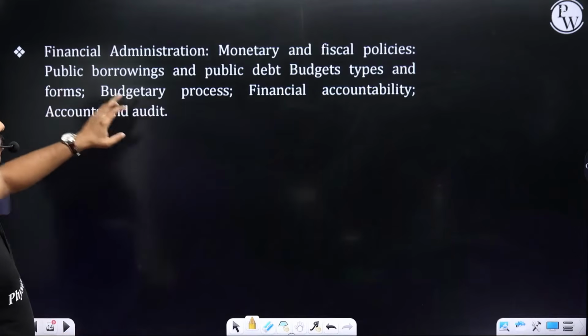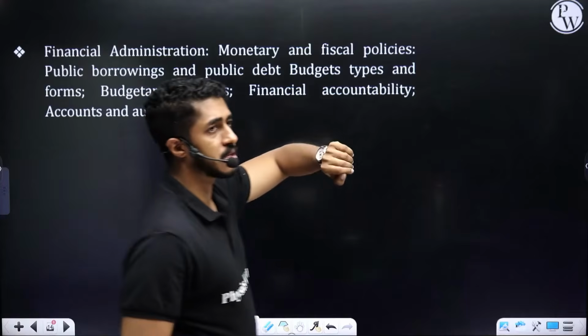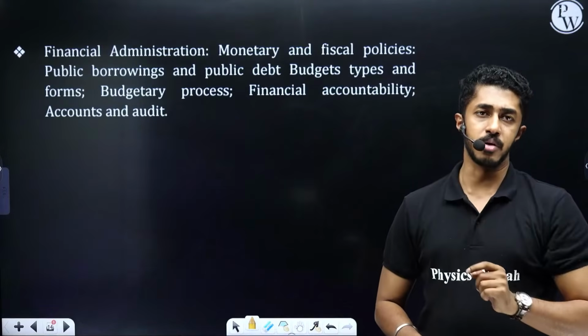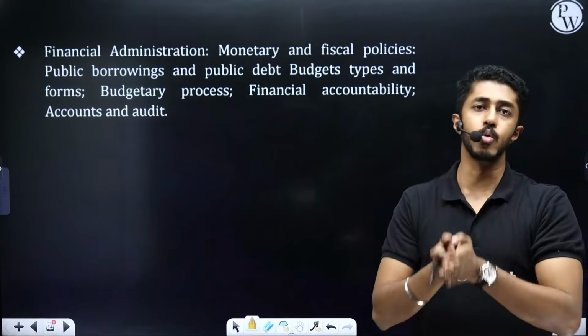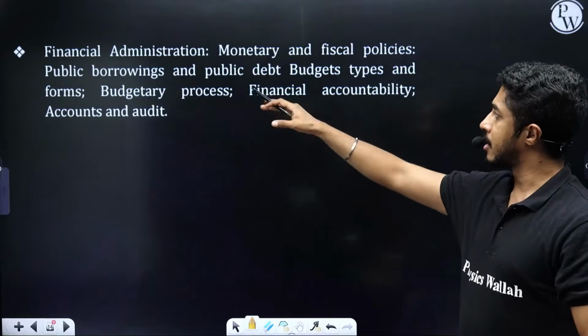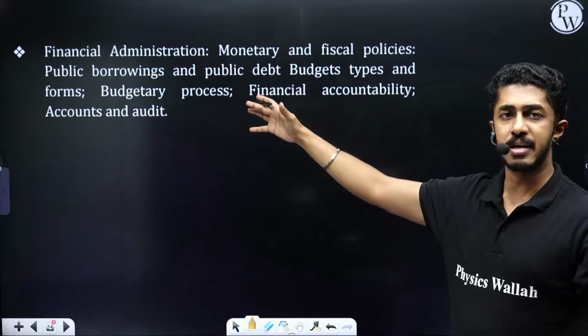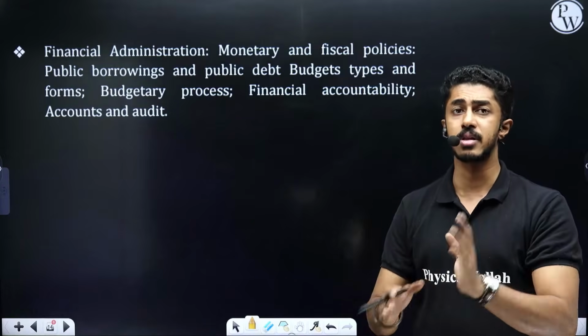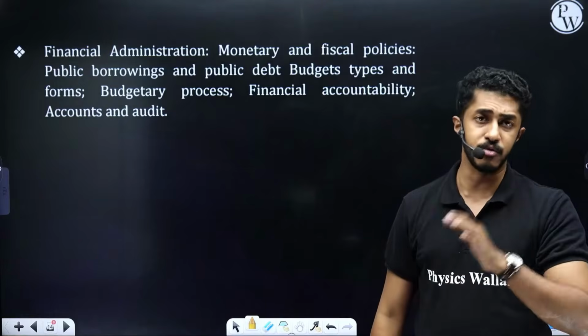Financial administration. Now this particular aspect, financial administration, you will find is in sync with one of the chapters again in paper 2. So you may do both these chapters together. Once again, material for this you will find easily in any economics textbook, because as you can clearly see, most of the topics are in sync with the economic topics that you have for GS.